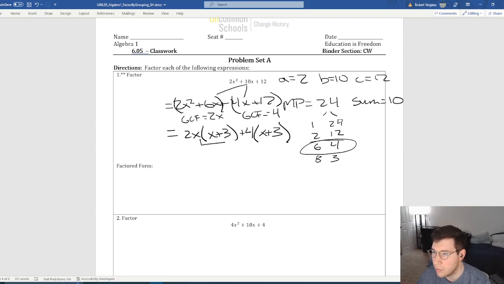Again, look, these are the same. That is in fact what we want and what we need, which means that this is really x plus 3 times whatever's left, which is 2x plus 4 for the fully factored form.